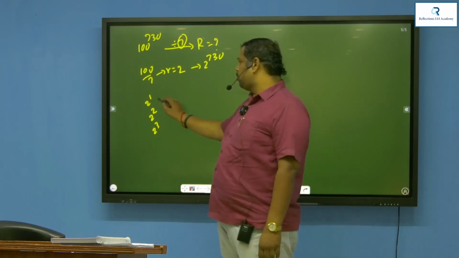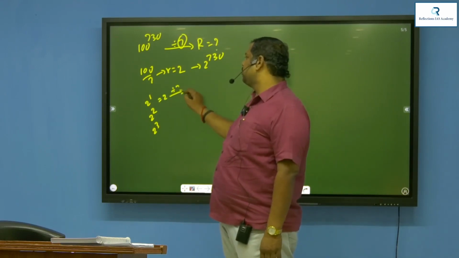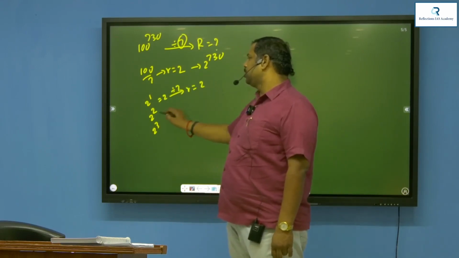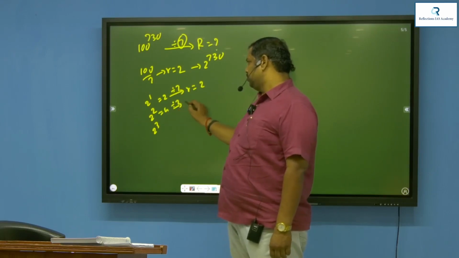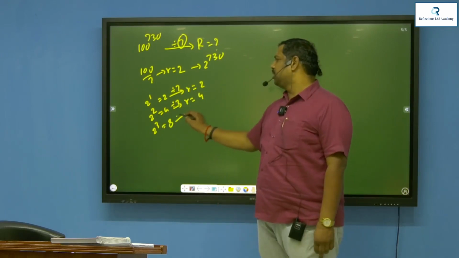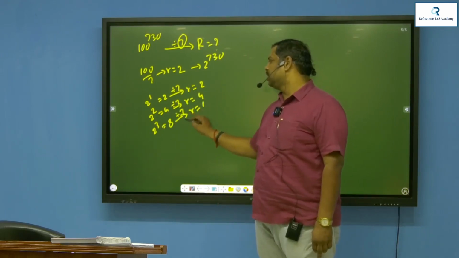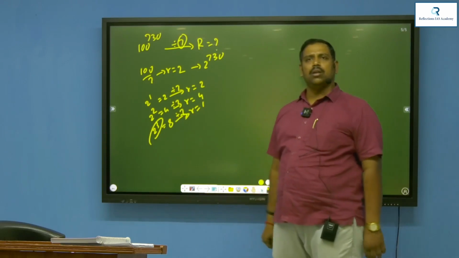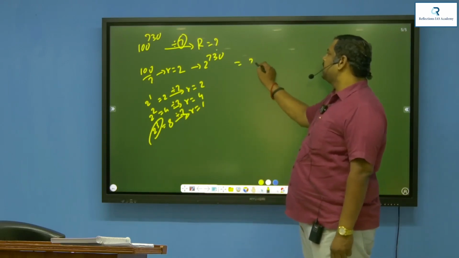Okay, try it. 2 power 1 is 2. Divide by 7, remainder is 2 only. 2 square is 4. Divide with 7, the remainder will be 4 only. 2 cube is 8. Divide with 7, the remainder is 1. Yes, I achieved it. So, lock it. Now, what I have to do is write this one as 2 cube power.